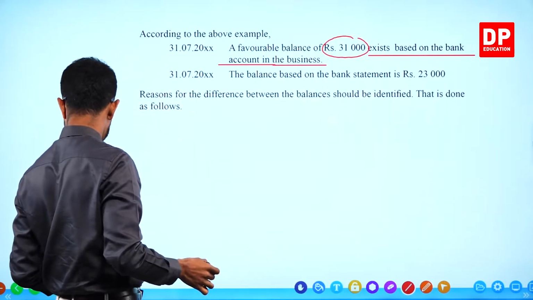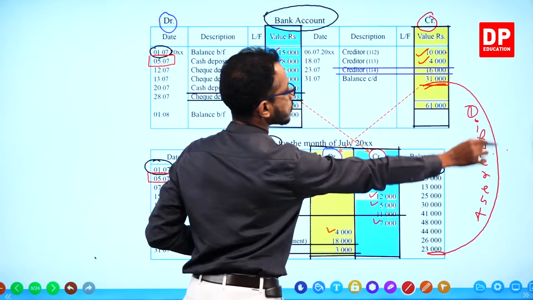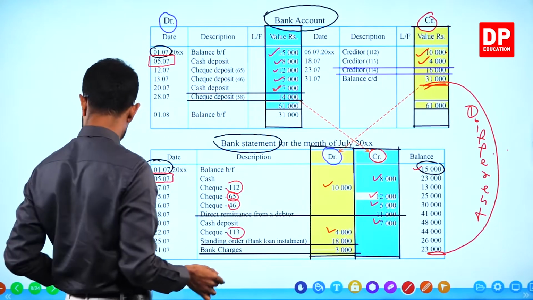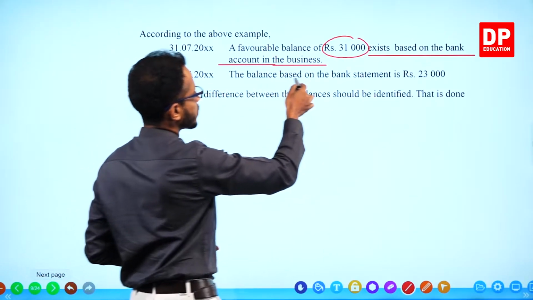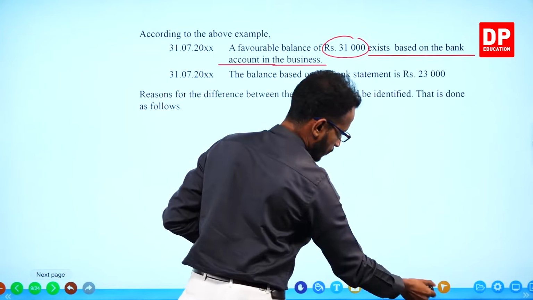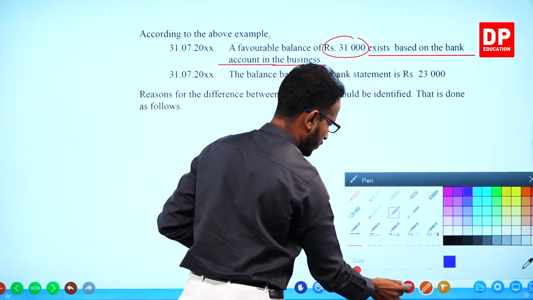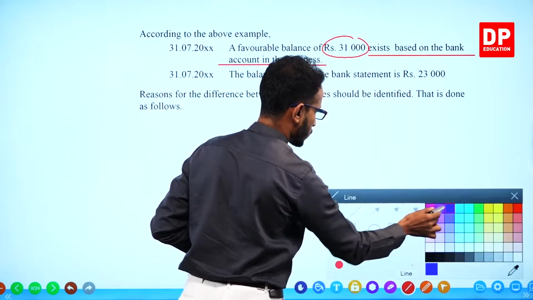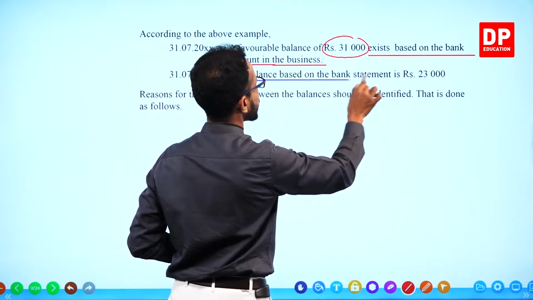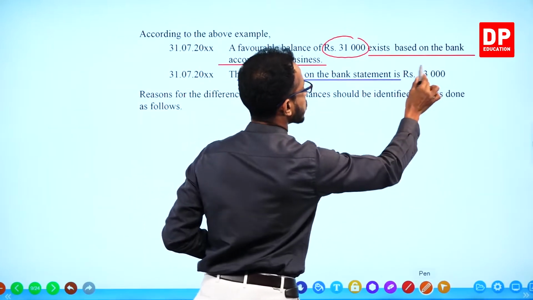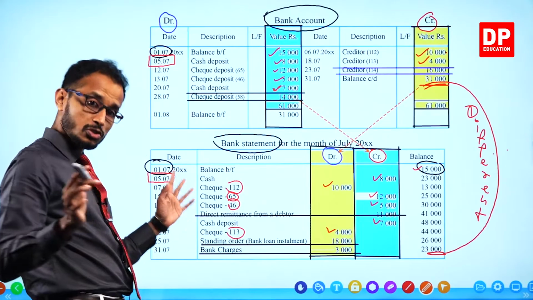Yeah, we saw that. It's here. 31,000. And the next sentence says the balance based on the bank statement is 23,000. That's what it says. Yeah, balance on the bank statement is 23,000. Yeah, we saw that too.